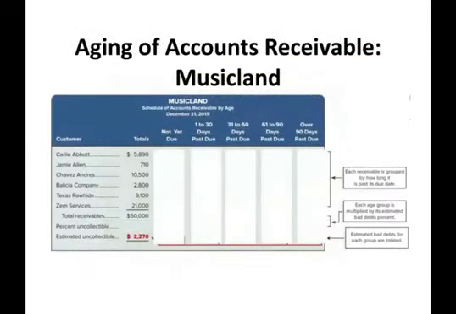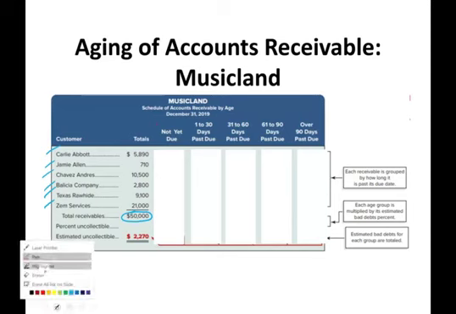Let's assume this company has a total of $50,000 of receivable. Same company. Now what you do is break down the receivable by each individual customer: Carly, Jamie, Chavez, Belisha, Texas, and Zem. And these are their balances. Carly Abbott, 5,890, Jamie, 710, and so on and so forth. What you do next is you age the receivable.